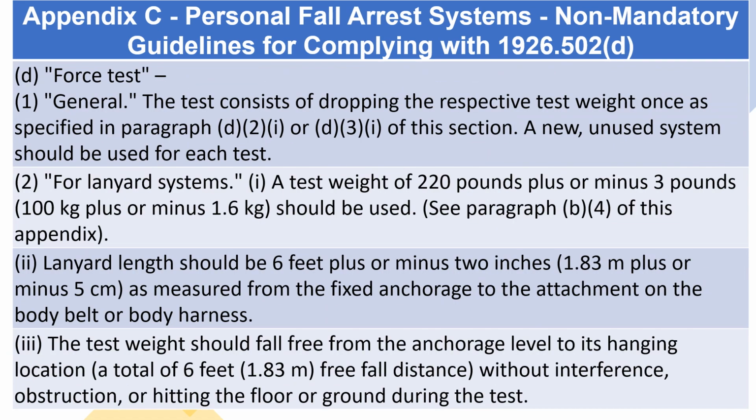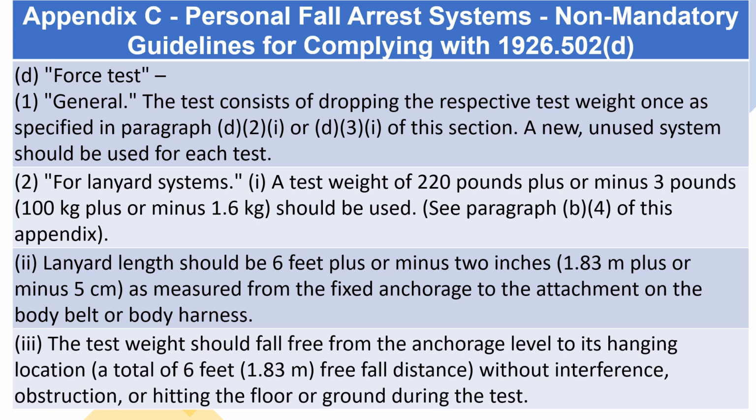D. Force test. 1. General. The test consists of dropping the respective test weight once as specified in paragraph D(2)(i) or D(3)(i) of this section. A new and used system should be used for each test. 2. For lanyard systems. (i) A test weight of 220 pounds plus or minus 3 pounds (100 kilograms plus or minus 1.6 kilograms) should be used. See paragraph B(4) of this appendix.